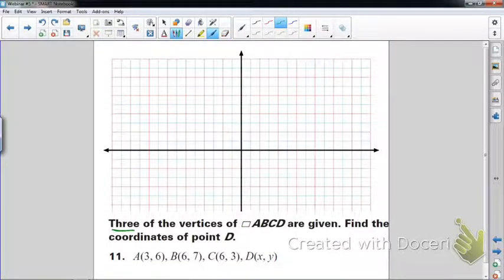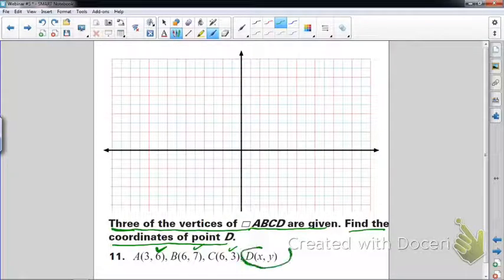So, three of the vertices of a parallelogram A, B, C, D are given. A is given, B is given, and C is given. It says find the coordinates of point D. This is what I want to figure out.